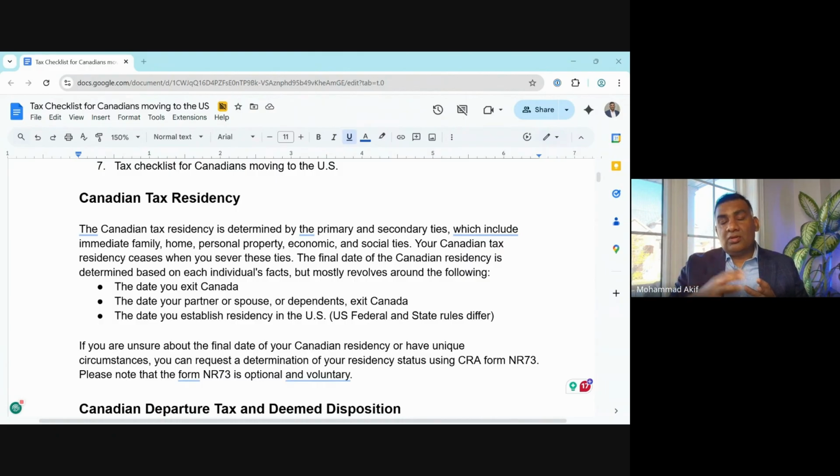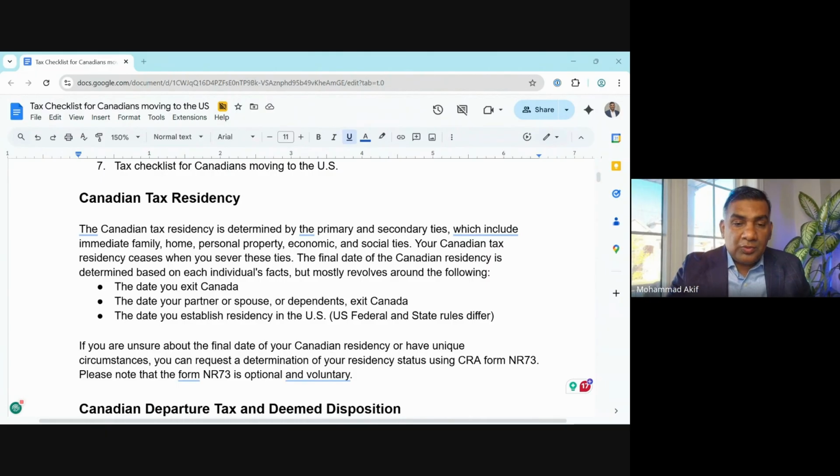We have a test that goes on the Canadian side. So once we go through the test, we determine that, are you still tied to Canada or not? Remember, the test is very clear, and if there is an issue where you don't understand, are you tied or not, there's a form called NR73 form that you can fill out and send it to the CRA, and then let the CRA make the determination on your residency. So that form is available. That is the second option. We don't take that as a primary option. We'll take it as a secondary option. The first option is to go through your primary ties and secondary ties, see if you're still tied, right?